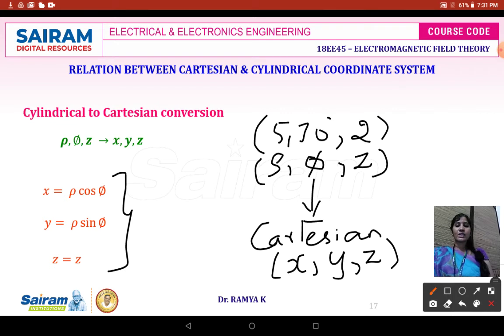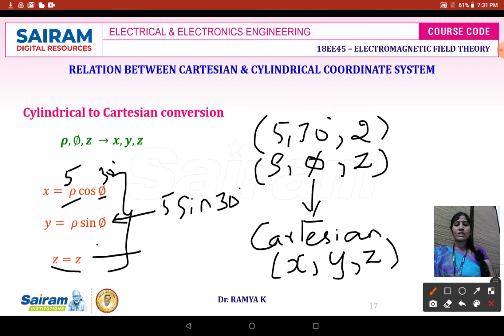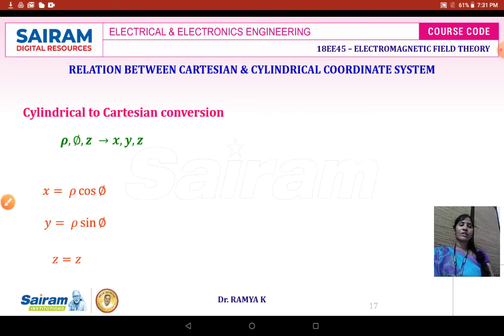So x can be identified as rho cos phi. In the place of rho you have to substitute the given value, and wherever you have phi you have to substitute 30 degrees. So rho cos 30. Similarly, to identify the coordinate y, it is rho sin 30. To identify the value of z, it is going to be the same. So z is going to be 2. This is how we have to convert the cylindrical system to the Cartesian system.